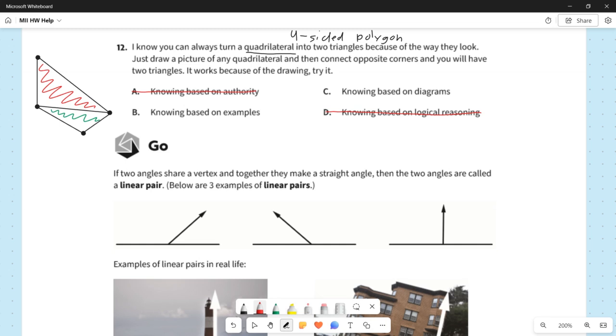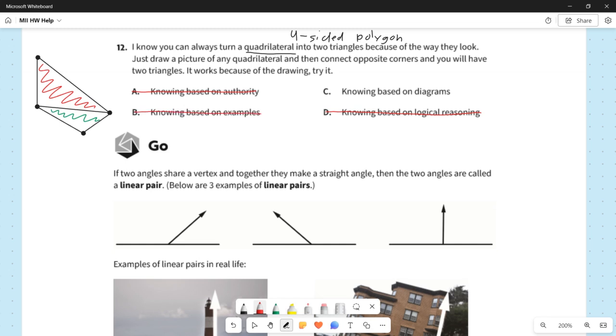And I almost want to choose B here because we did technically draw an example of a quadrilateral, but we really only did it with one. We did it just with one picture. We didn't draw multiple quadrilaterals, like a rectangle, then a rhombus, then a trapezoid, then a kite. We didn't do all of that. We just sort of drew a quote random quadrilateral and we looked at what happened. So this is actually not based on examples.